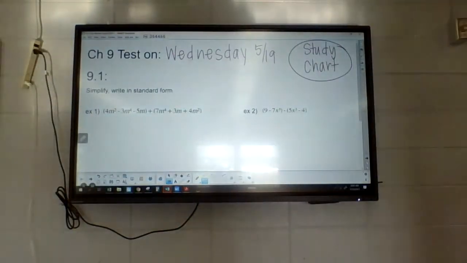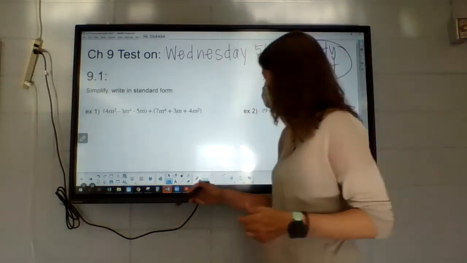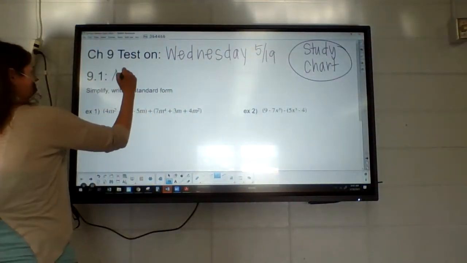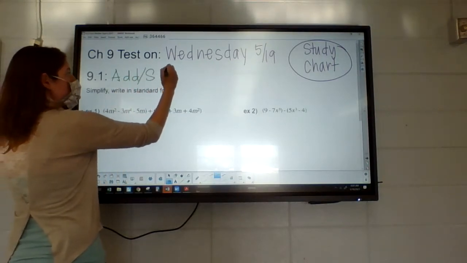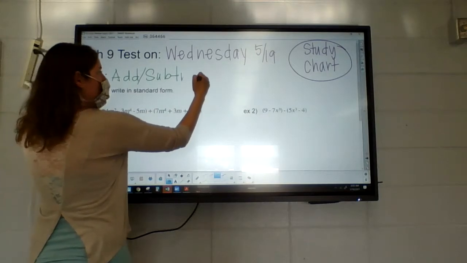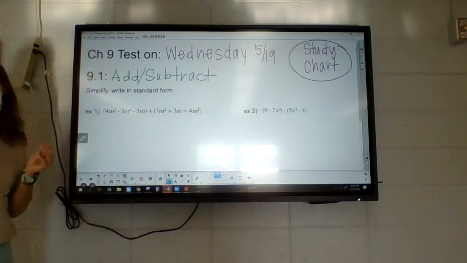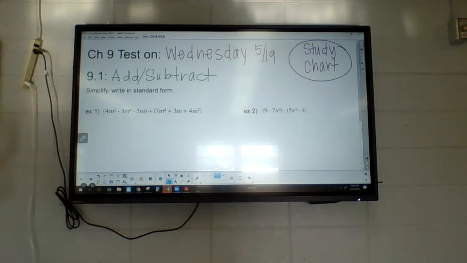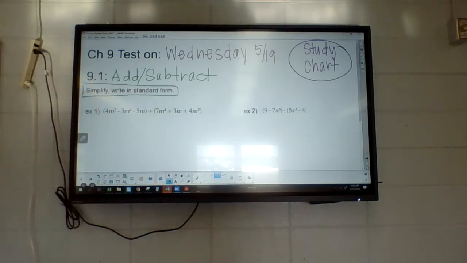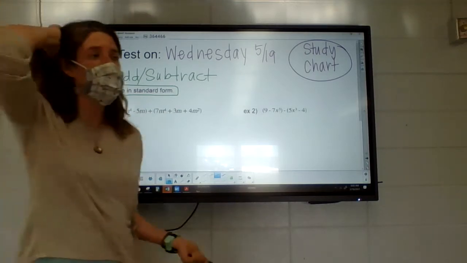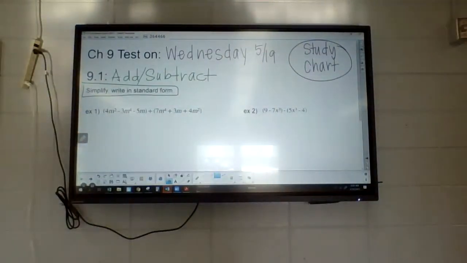So in section 9.1 we talked about this is where we added and subtracted polynomials, and then we wrote them in standard form. Now, on the test, it's important to note that it's not going to say add or subtract. It's not going to have those words. The directions are going to be exactly what you see here. It's going to say simplify, write in standard form. They're not going to say you need to use FOIL, or here we're adding and here we're multiplying.